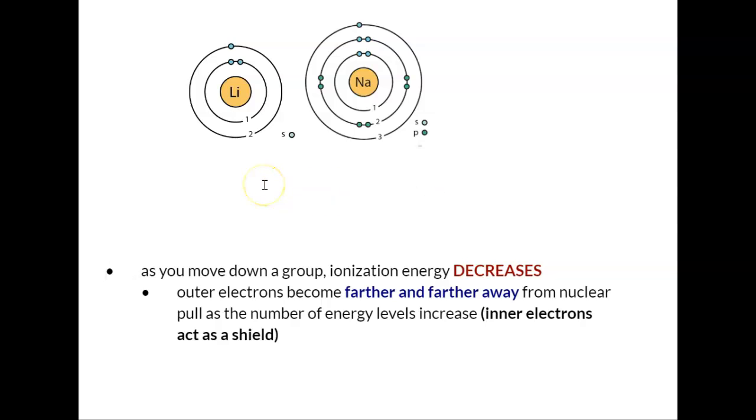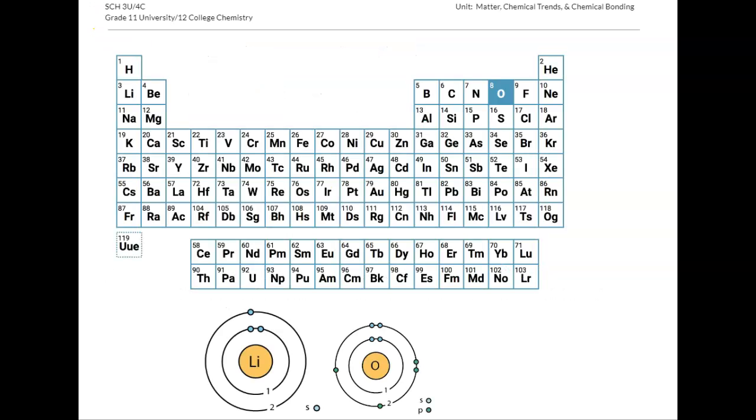Okay, what I want you to think about now is, well, what is going to be the trend as we move across a period? Let's go back to the periodic table for a second here. And so now what I've pulled for you is lithium versus oxygen. We're going to compare lithium versus oxygen. So we're moving from left to right across a period, right? And we talked about atomic radius and how atomic radius is going to decrease from left to right. So oxygen is going to be smaller than lithium. So I want you to think about how atomic radius might impact ionization energy, right? So remember, ionization energy is the energy required to remove an electron.